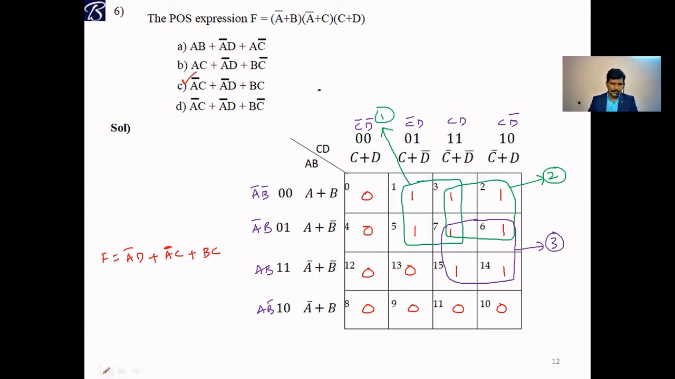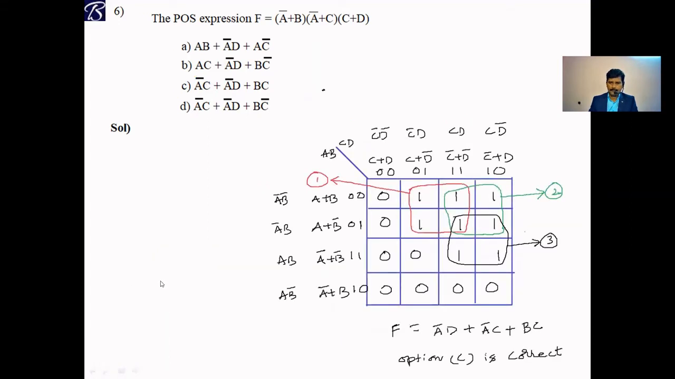Okay. Let us check the answer. Yeah. Option C is correct. In this way, we can convert the given POS form into SOP form.